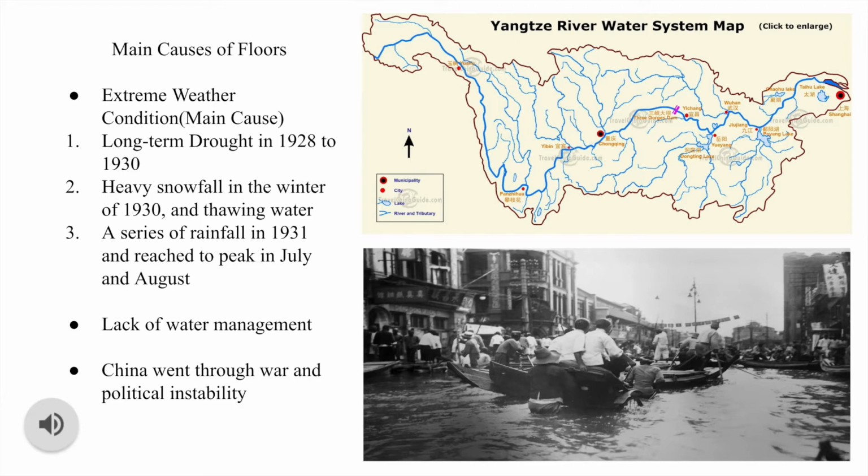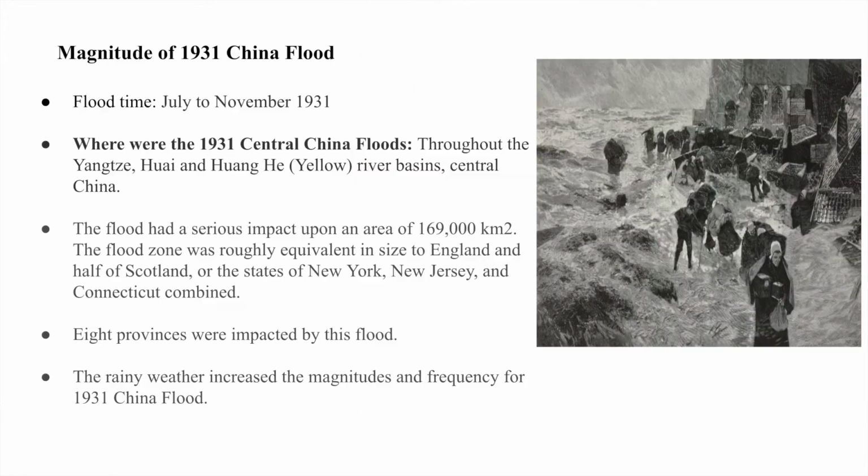From 1928 to 1930, a long-term dry season seriously affected China. The lack of rainfall made the rivers lower and the soil dried up. And in the winter of 1930, there was heavy snowfall. After thawing in spring, it produced a great amount of water into the Yangtze regions and floods.